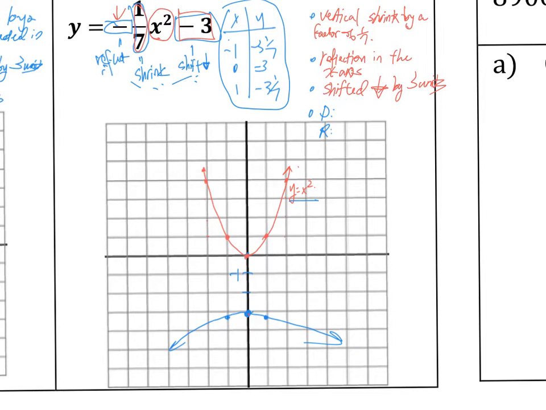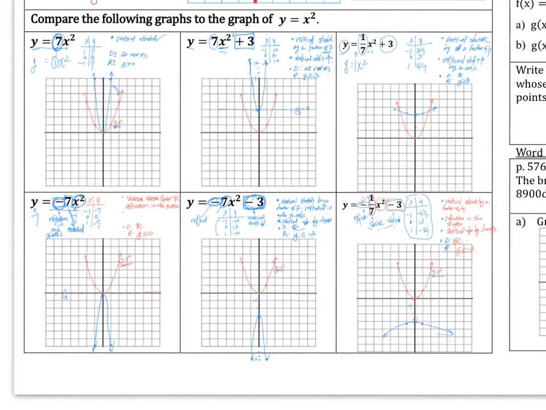So from this parent graph, 1, 2, 3, shifted downwards. And then a little reflection. And our domain, it's still all real numbers, and our range, everything less than -3. So let's take a look at all these 6 graphs together.